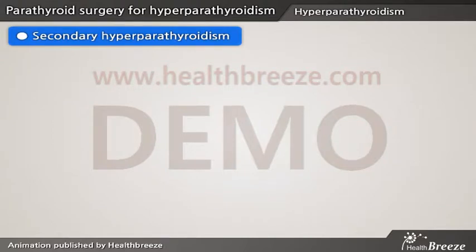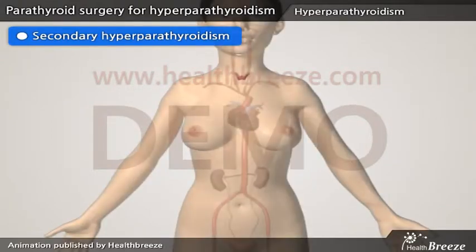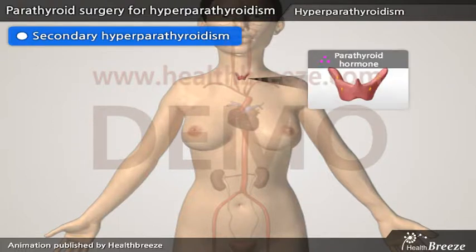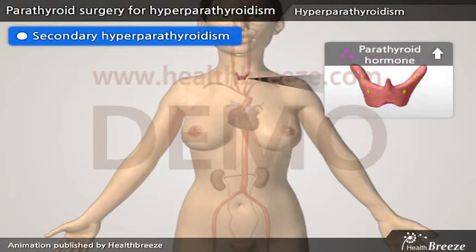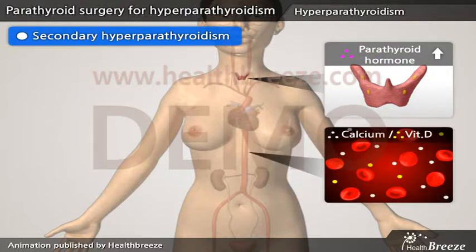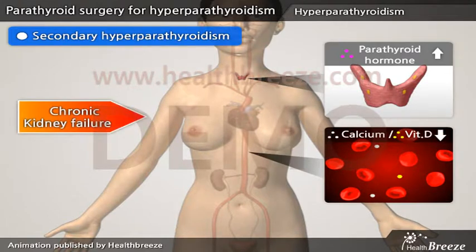Secondary hyperparathyroidism. Secondary hyperparathyroidism refers to excessive parathyroid hormone secretion in response to relatively decreased blood calcium or vitamin D level. Chronic kidney failure is the most common cause of secondary hyperparathyroidism.